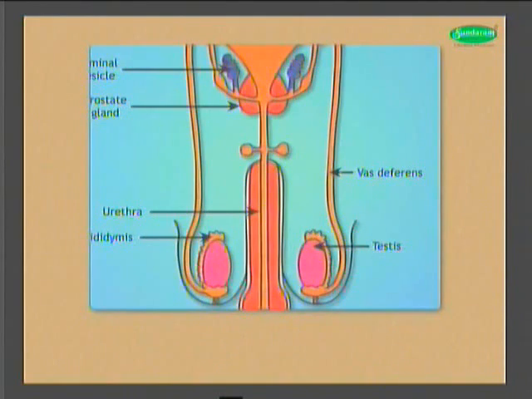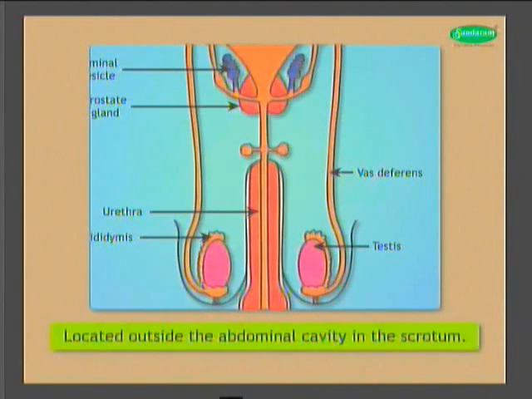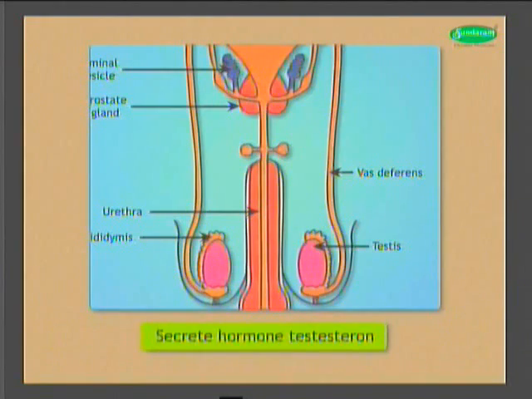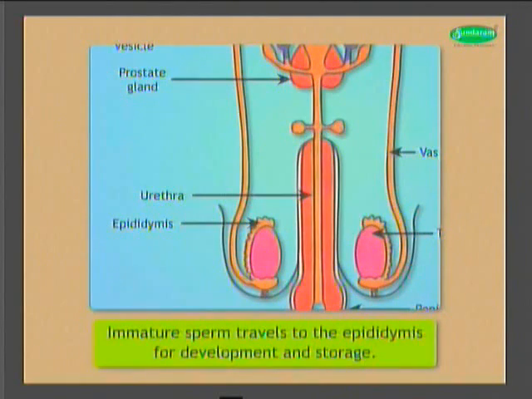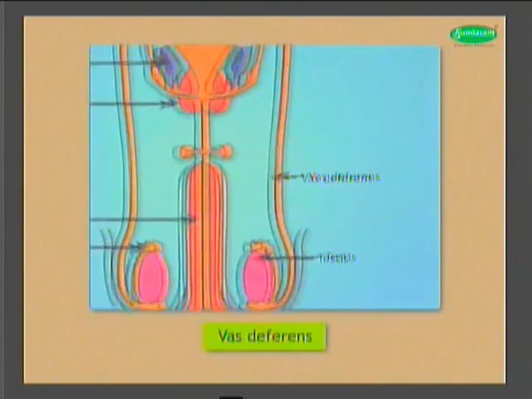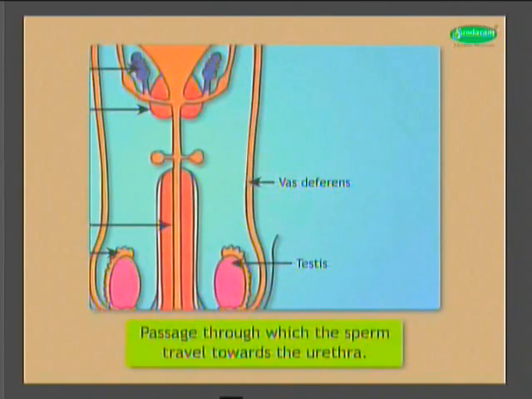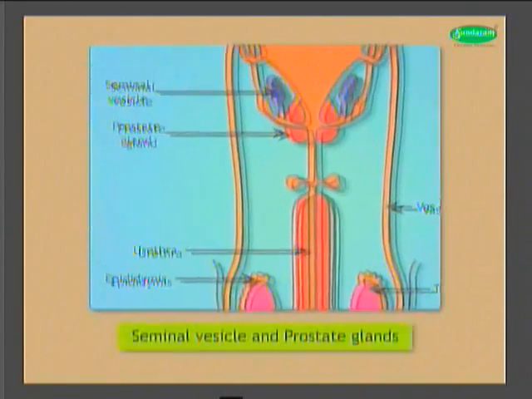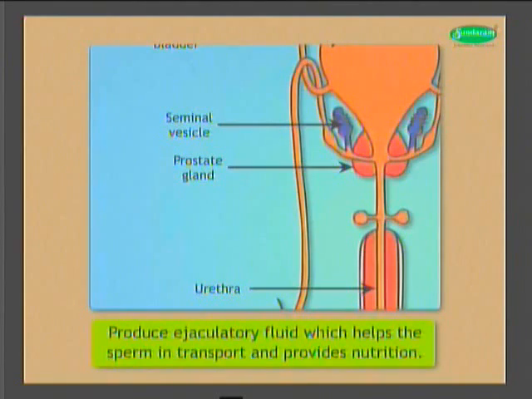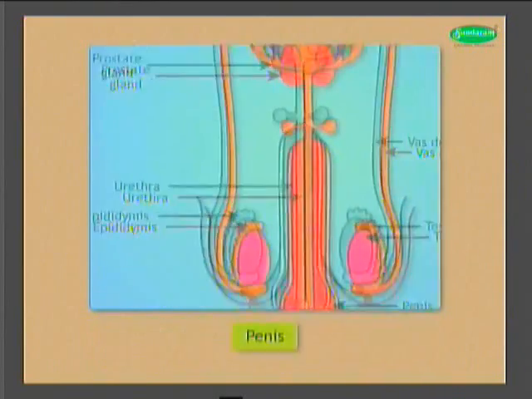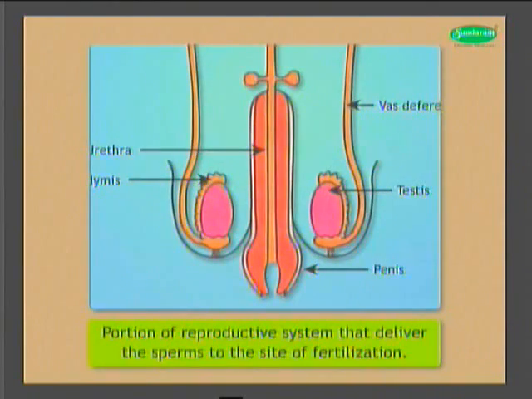As formation of sperm requires a temperature lower than the normal body temperature, testes are located outside the abdominal cavity in the scrotum. Testes secrete the hormone testosterone, which brings about changes in boys during puberty. Epididymis. Immature sperm travel to the epididymis for development and storage. Vas deferens. It is a passage through which the sperm travel towards the urethra. Seminal vesicle and prostate glands produce ejaculatory fluid which helps the sperm in transport and provides nutrition. Penis. The portion of the reproductive system that delivers the sperms to the site of fertilization.